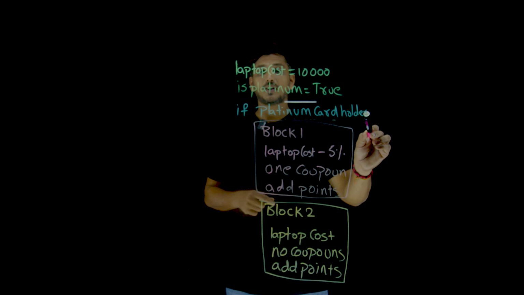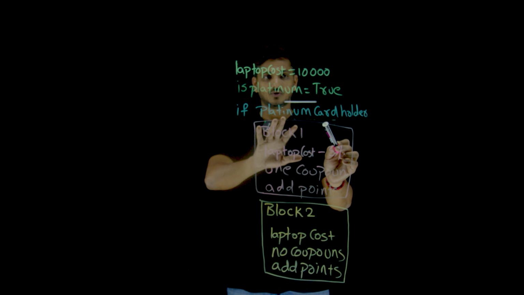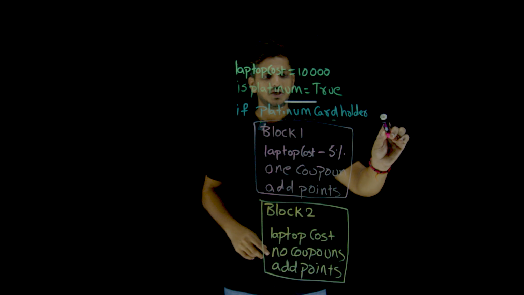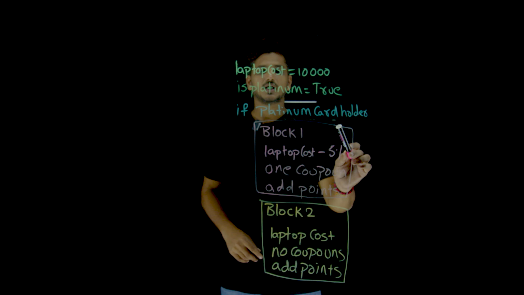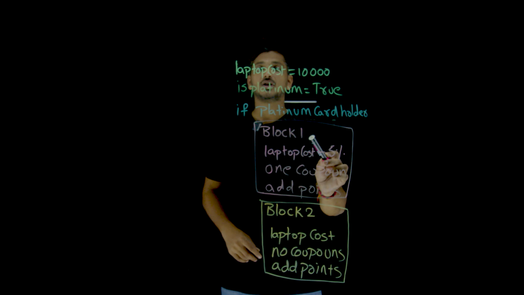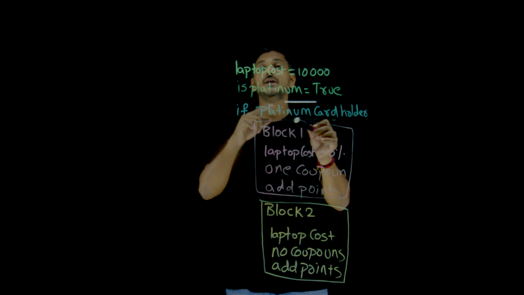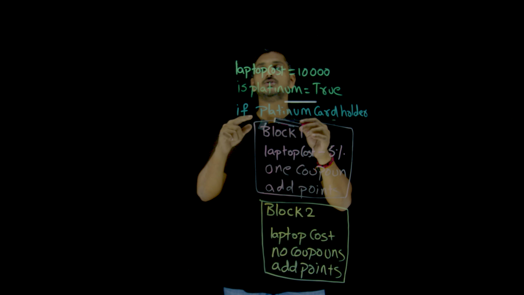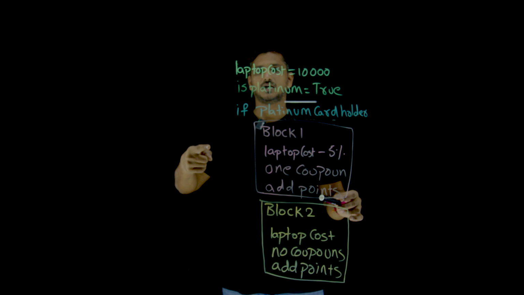If he is not a platinum card holder, the execution should jump from here to the second block of code. We are not executing the next line. We are eliminating that continuous execution. From here, we are jumping to the next block of code. This is needed in order to build logic.